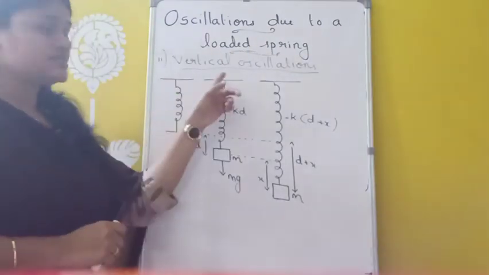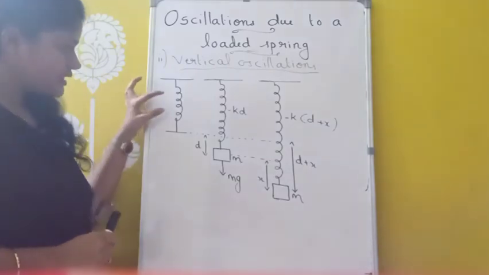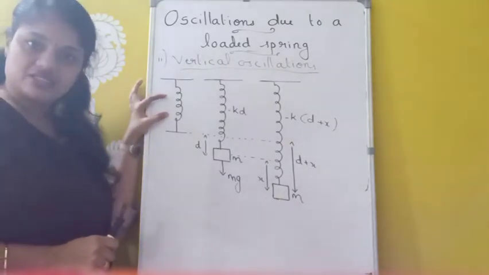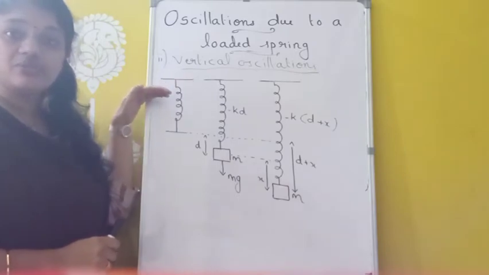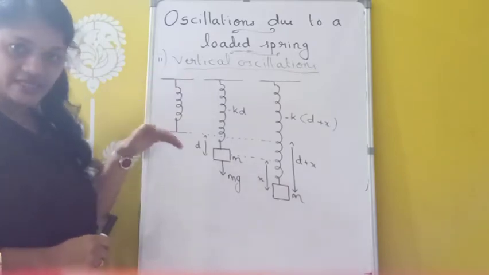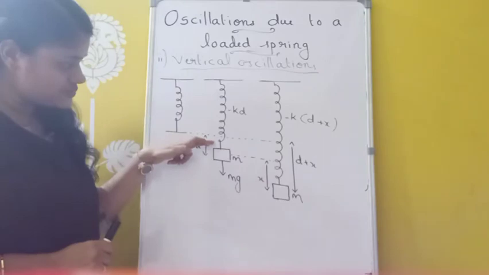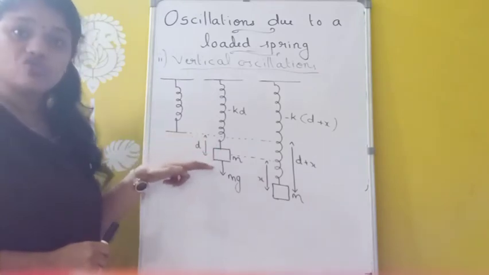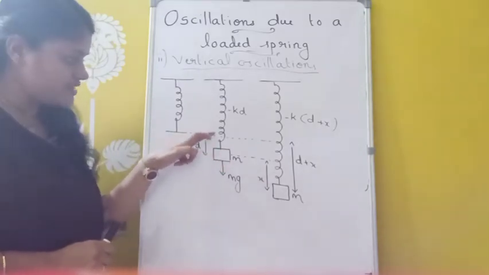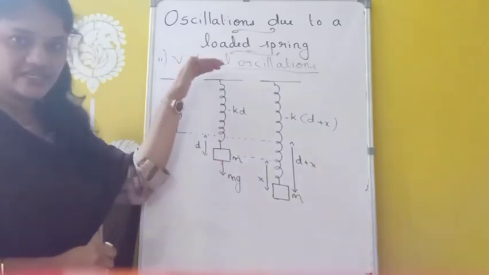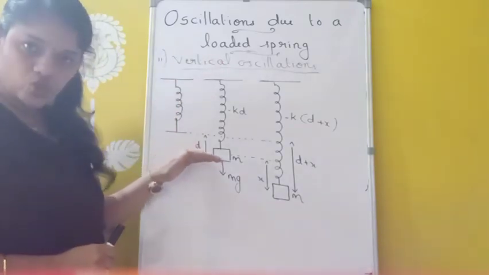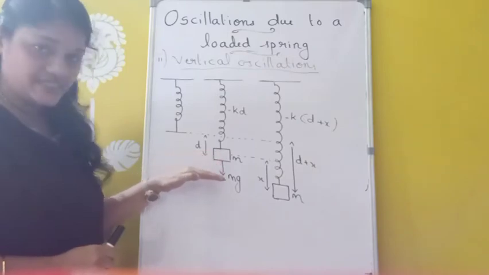Next is vertical oscillations of a spring. Here the spring is connected or suspended vertically from a fixed stand. So it is hanged from a fixed stand vertically, and at the lower end of the spring we are connecting a load of mass m. So at the lower end we are connecting a load of mass m, and the upper end is fixed here. Okay. So due to this load m, a weight will be acting in downward direction.